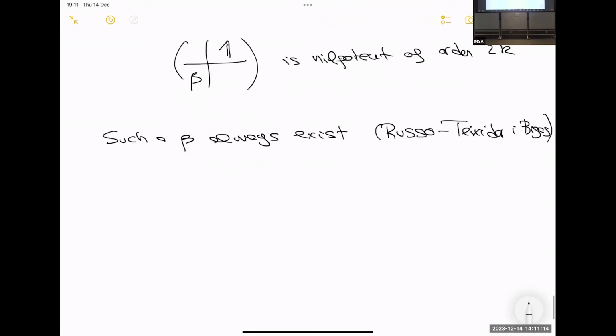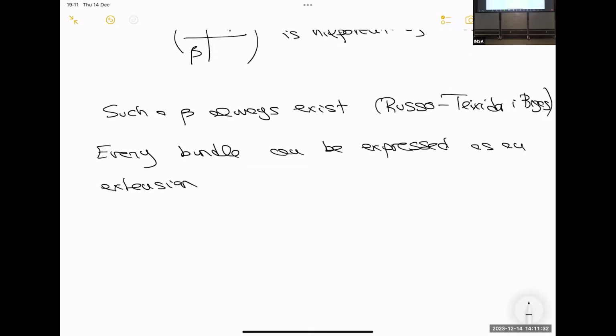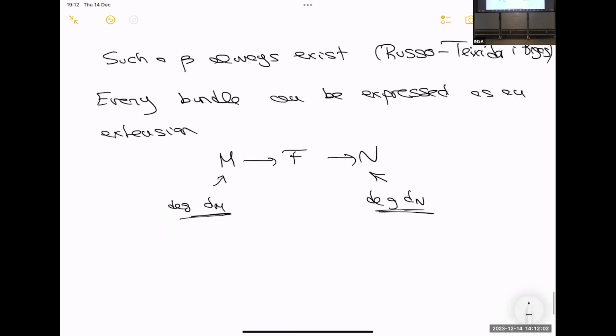That says that every bundle can be expressed as an extension of a certain form, say M of n, where the difference of degree dm and degree dn, and there's the Segre invariant that's expressed in terms of the degrees and ranks of these sub and co-bundles, satisfying that there always exists a map from n to mk. So this is a consequence of their theorem, but it's pretty straightforward, right?